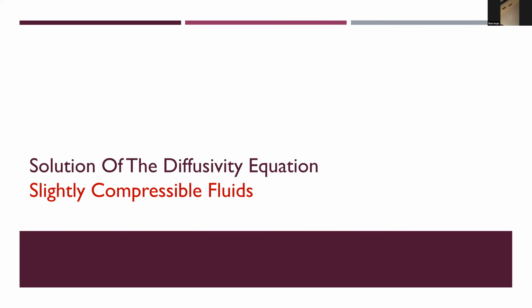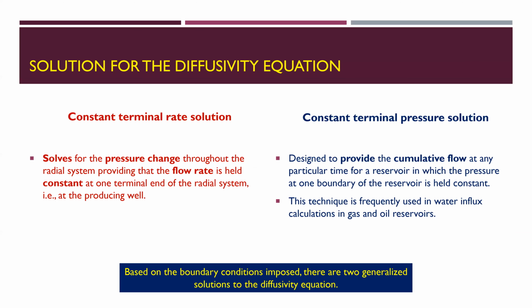The solution in case of a slightly compressible fluid. Slightly compressible fluids are either water or oil. These two fluids fit under this slightly compressible fluid. We have two solutions, constant terminal rate and constant terminal pressure. The constant terminal pressure technique we use only in case of water influx because it can provide cumulative flow at any particular time.